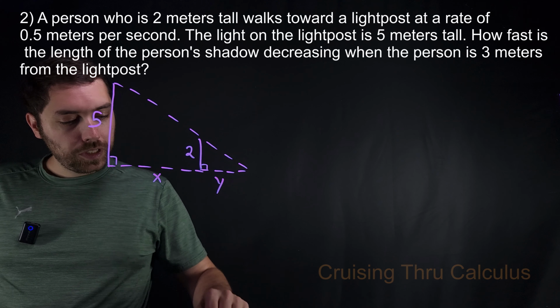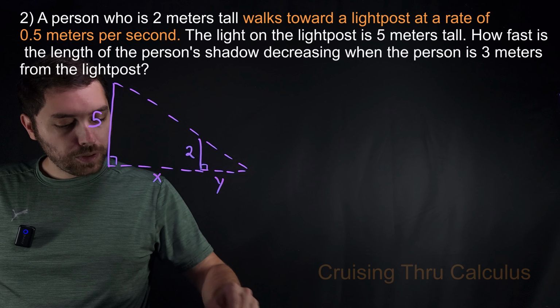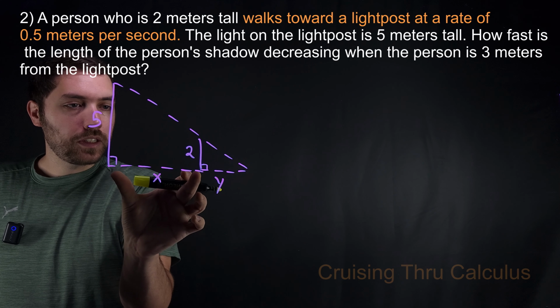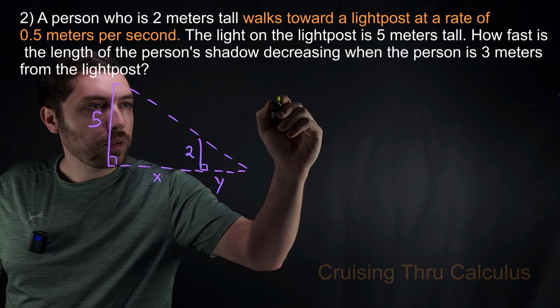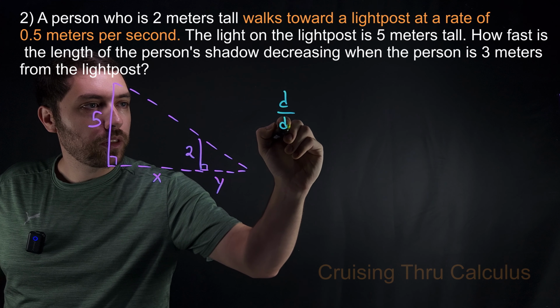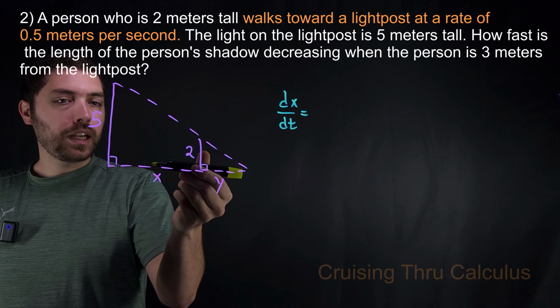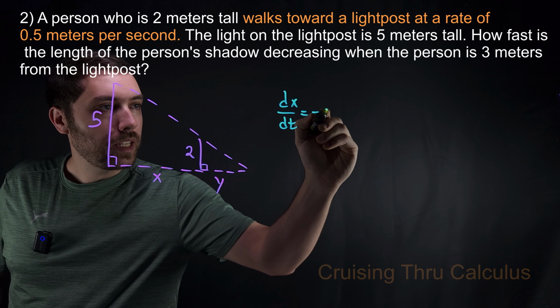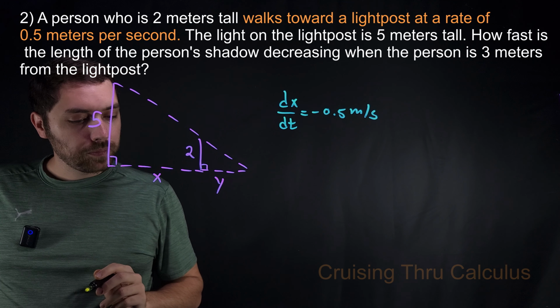Okay, so the question says that the person is walking toward the light post at a rate of 0.5 meters per second here. So if this is the distance here between the person and the light post, then that means that the rate that they're walking is going to be the derivative of x here. And because he's walking to the left toward the light post and this is decreasing, we're going to say this is negative 0.5 meters per second, like that.